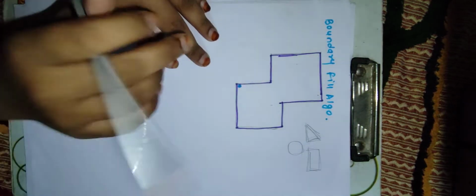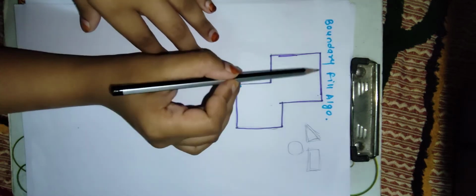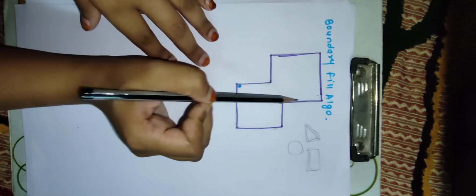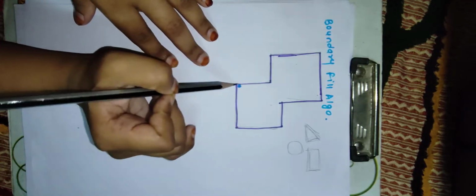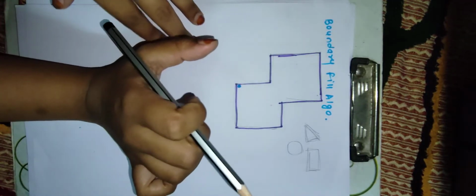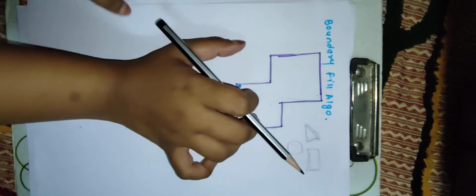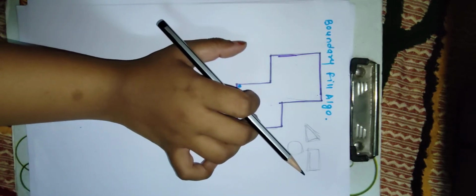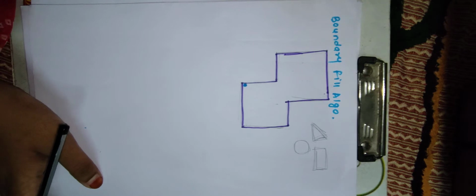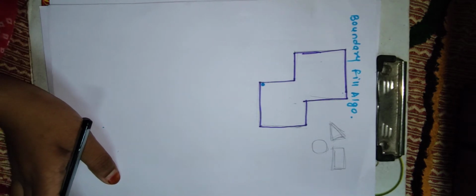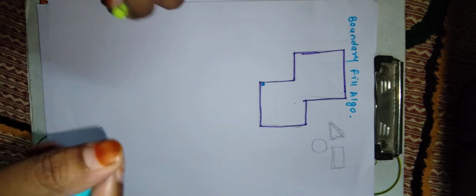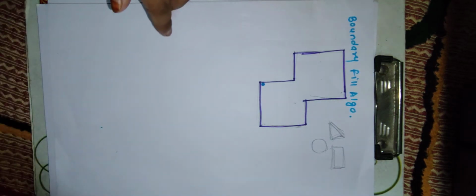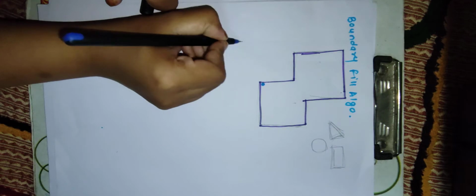Now here is a diagram, and we apply a boundary on this shape. We have to fill this polygon using the boundary fill algorithm. In the boundary fill algorithm there are some conditions. Now, what is the first condition?